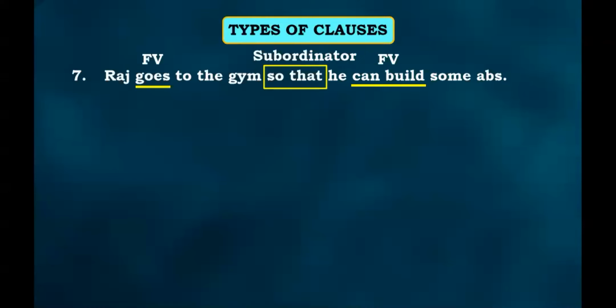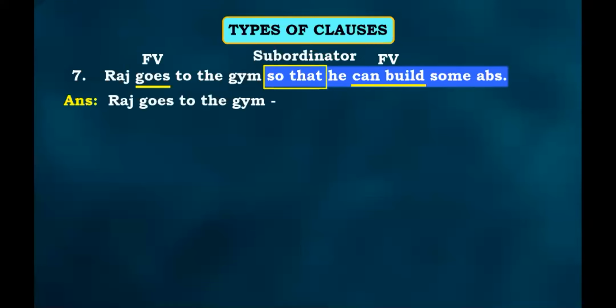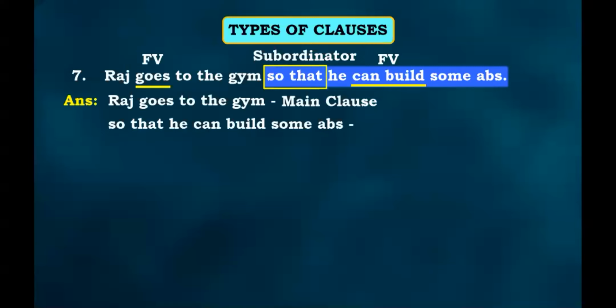Very good, guys. Okay. So, separate the main clause and the subordinate clause. Very good. Raj goes to the gym, main clause, so that he can build some abs, subordinate clause. Excellent. Okay. Now I hope you tell me the answer, the type of the adverb clause. Come on. Is it adverb clause of result? Let's see. Result आया, ये एक्शन करेगी तो एब्स बन गए क्या?